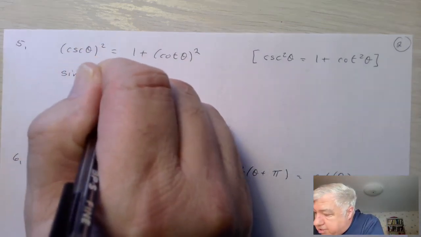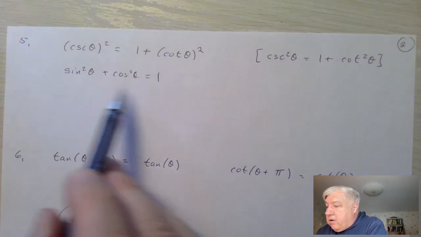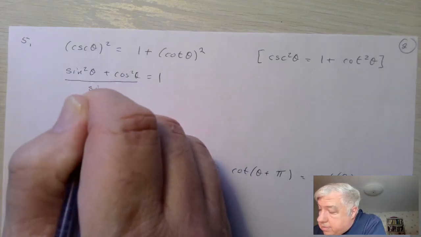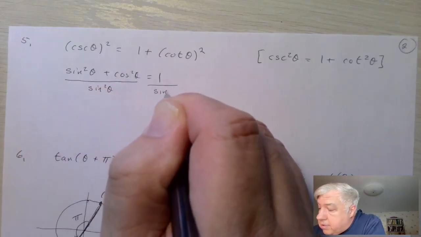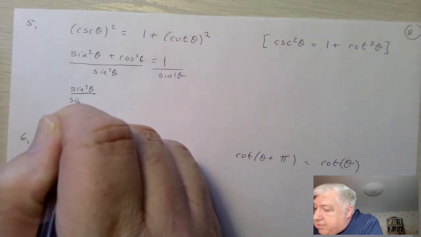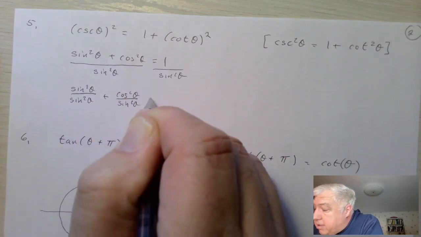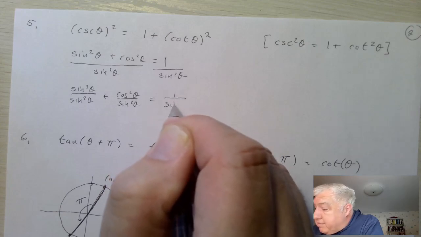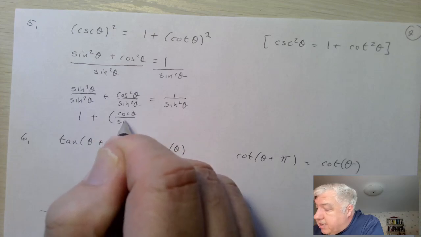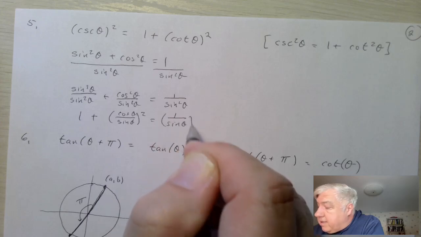Sine squared of theta plus cosine squared of theta equals 1. Now, if we divide by sine squared, we get sine squared over sine squared plus cosine squared over sine squared equals 1 over sine squared. So this will be 1, this will be cosine over sine squared, equals 1 over sine theta squared.